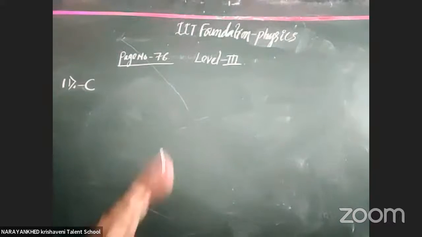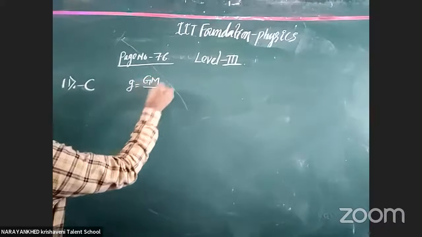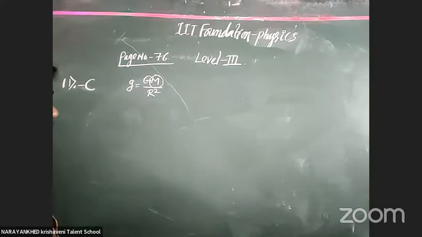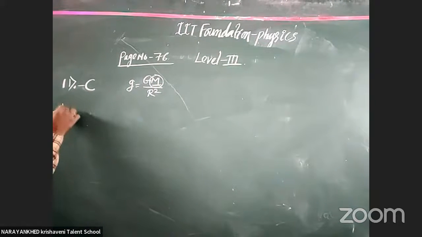Why? Because small g is equal to GM by R square. Got it or not? That is why it does not depend on the mass of the body. Next, the 12th one.